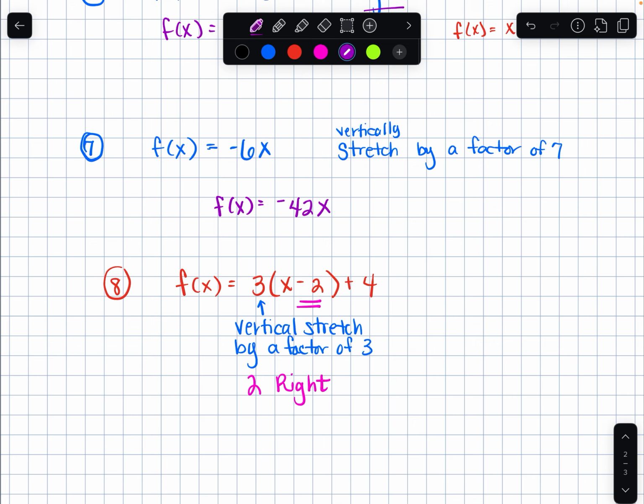And then because of the plus 4 that's outside of the parentheses, that's a vertical shift. It is not opposite. Plus goes up, so it's going to move 4 up. Okay, so that's what I'm looking for. All 3 of those things. I need to know that you know how it stretches or compresses, and how far it moves left, right, up, down. That was number 8. Okay.